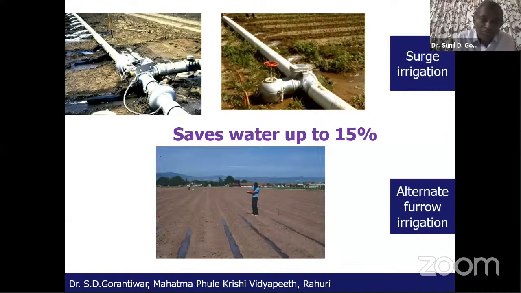So if we have 100 furrows, we divide the field into 50 furrows on, say, the right side and 50 furrows on the left side. First we allow water into the 50 furrows on the right side for 15 minutes. Then we stop water and allow water towards the left side for 15 minutes. In this way we can apply the water in surges without interrupting our flow of water.